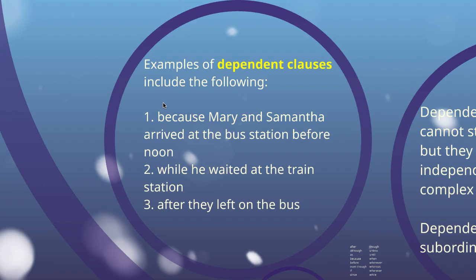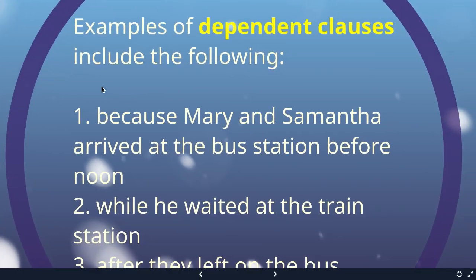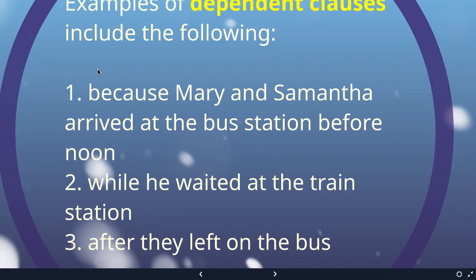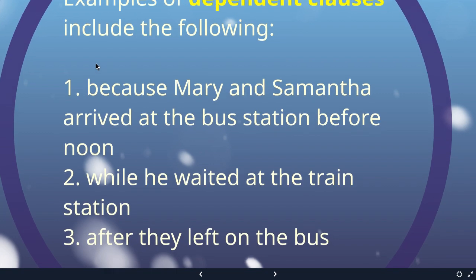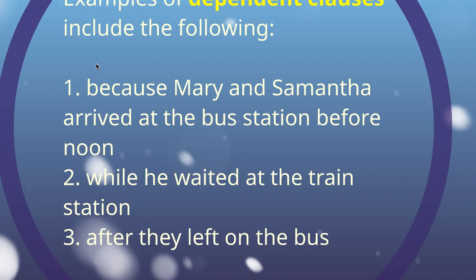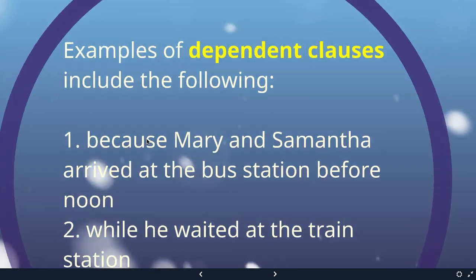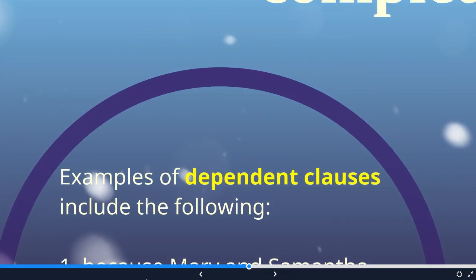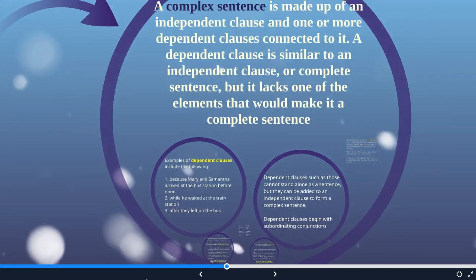So here is an example of dependent clauses. They're not capitalized, and they don't have a period there because they are not complete sentences. "Because Mary and Samantha arrived at the bus station before noon." Not a complete thought. Let me run through these and then I'll go back. "While he waited at the bus station," "after they left on the bus," none of those are necessarily going to be complete thoughts. So they're what we call dependent clauses.